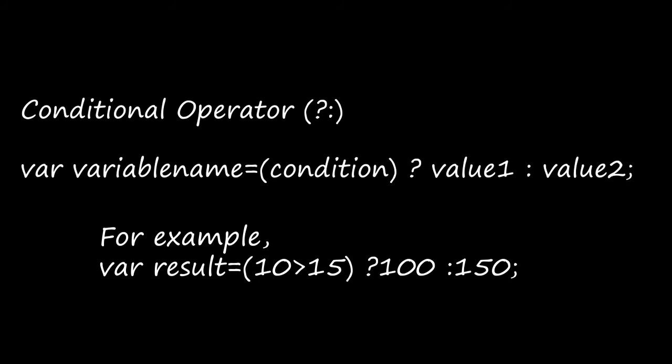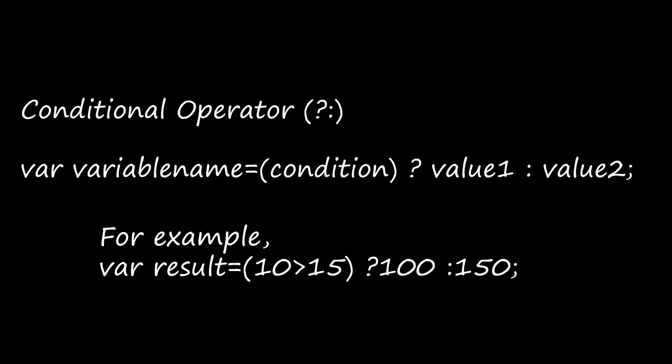First the condition will be evaluated. If this condition is true, the value 1, or the value which is on the left hand side of the colon, will be displayed in the output side, right? If that condition is false, the value 2, or the value on the right hand side of the colon, will be assigned to the variable, or it will be displayed in the output side, right? For example, we'll see once, variable var result.